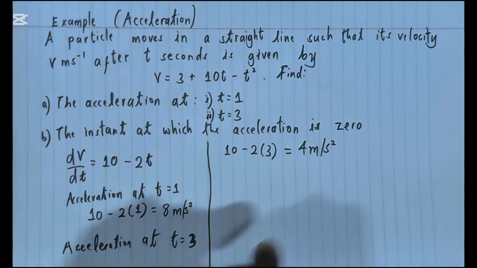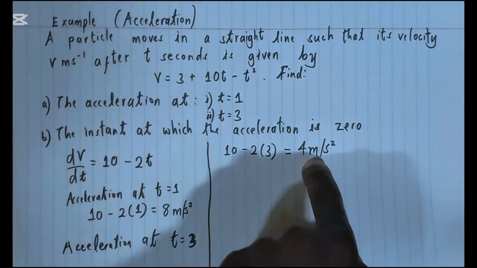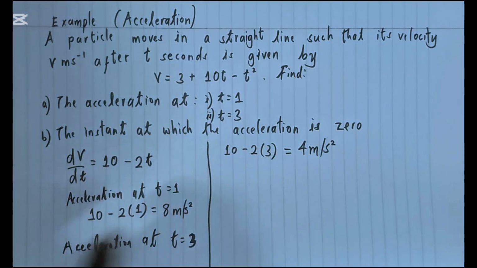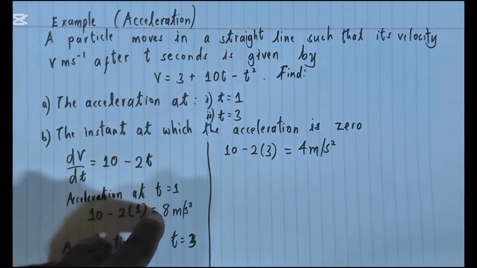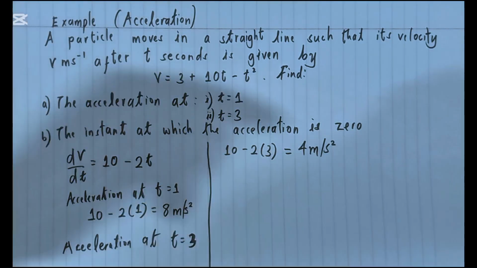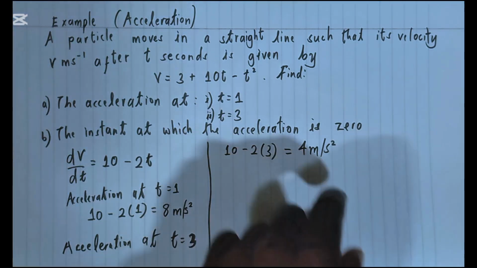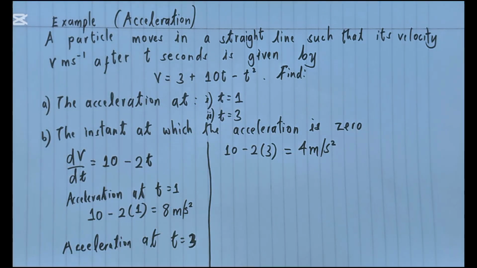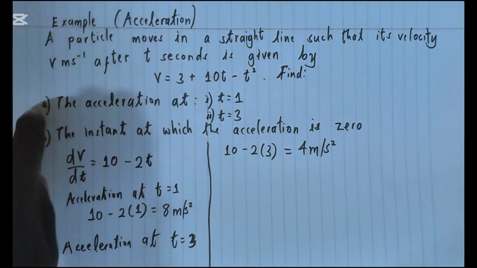So this will be the acceleration at the third second, at t equals 3. So acceleration at t equals 1 will be 8, and acceleration at t equals 3 will be 4 meters per second squared. So that's it with part A of this particular problem.